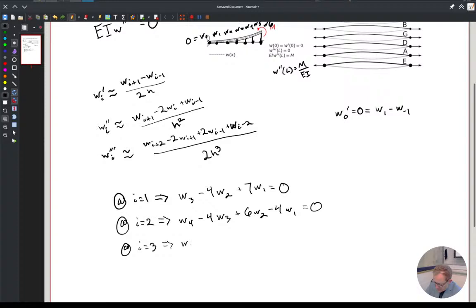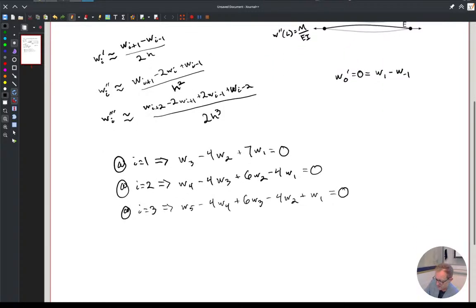I equals 3. I've got w5 minus 4w4 plus 6w3 minus 4w2 plus w1, all equal to 0. So this is one of the first ones where boundary conditions are not affecting the equation.